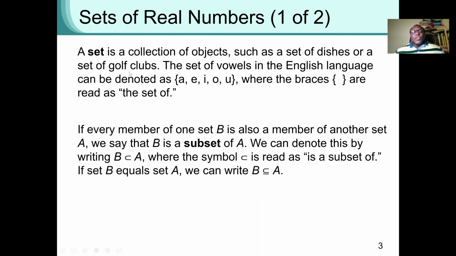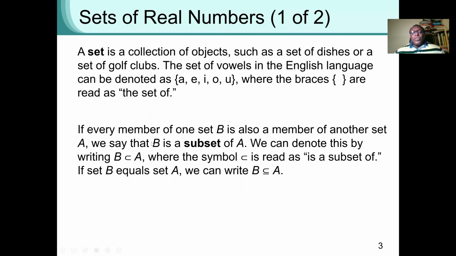So first, a set of real numbers. Here we say a set is a collection of objects. An example would be dishes, or a set of golf clubs, or a set of shirts, clothes. So a set is a collection of objects, and it can be any type of object. Now we also have an example here: the set of vowels in the English language can be denoted as A, E, I, O, U.